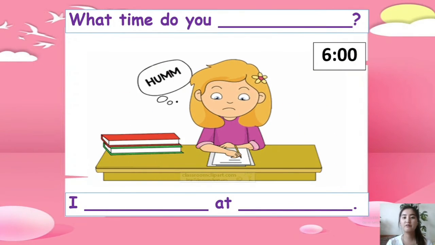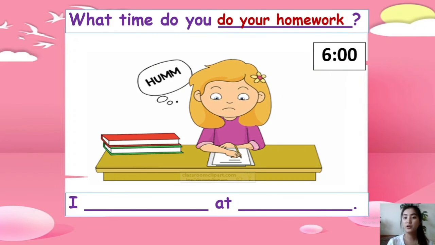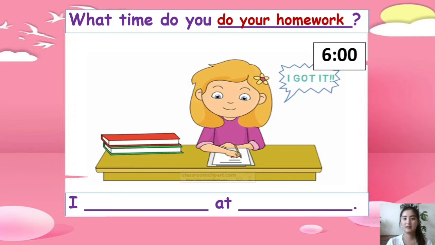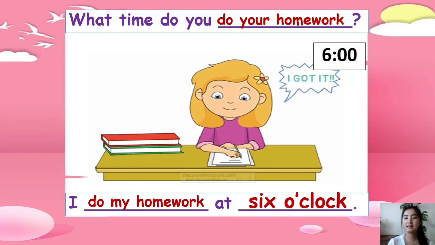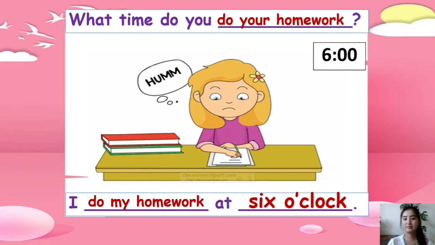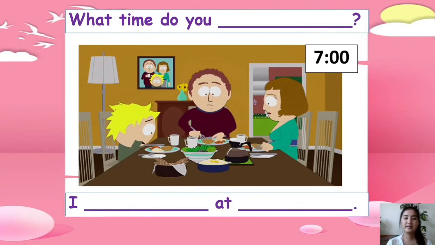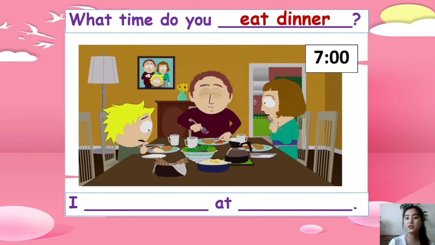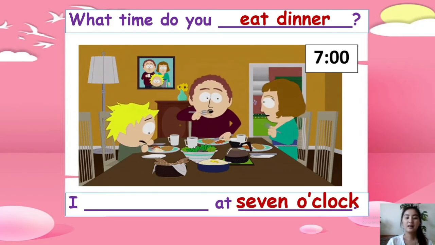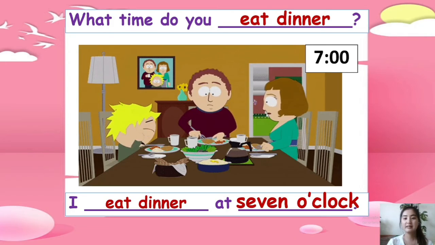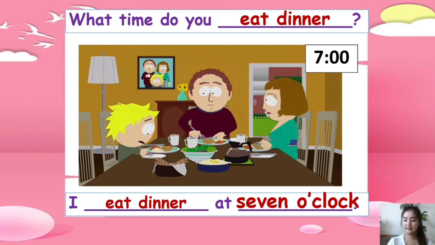Next, we have this one. What time do you do your homework? Answer, I do my homework at 6 o'clock. Very good. Next, what time do you eat dinner? Answer, I eat dinner at 7 o'clock in the evening.